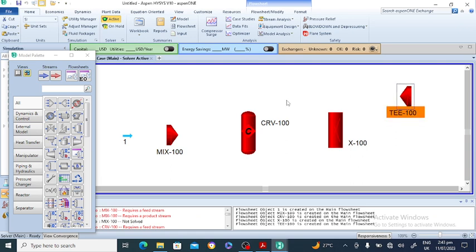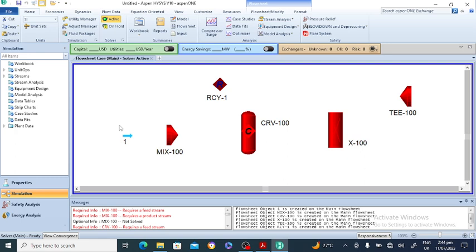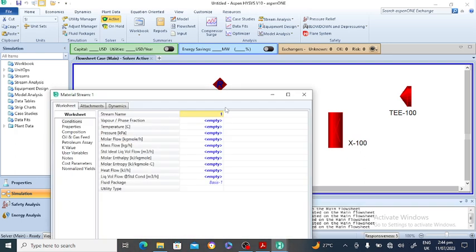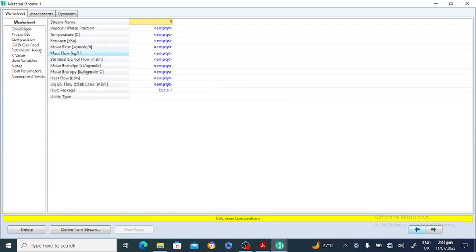Now select T, and now go to the recycle and select this recycle stream. This is the recycle stream. Now close this one and double click on the feed stream. The information about the feed stream is that this is the feed to the mixer.